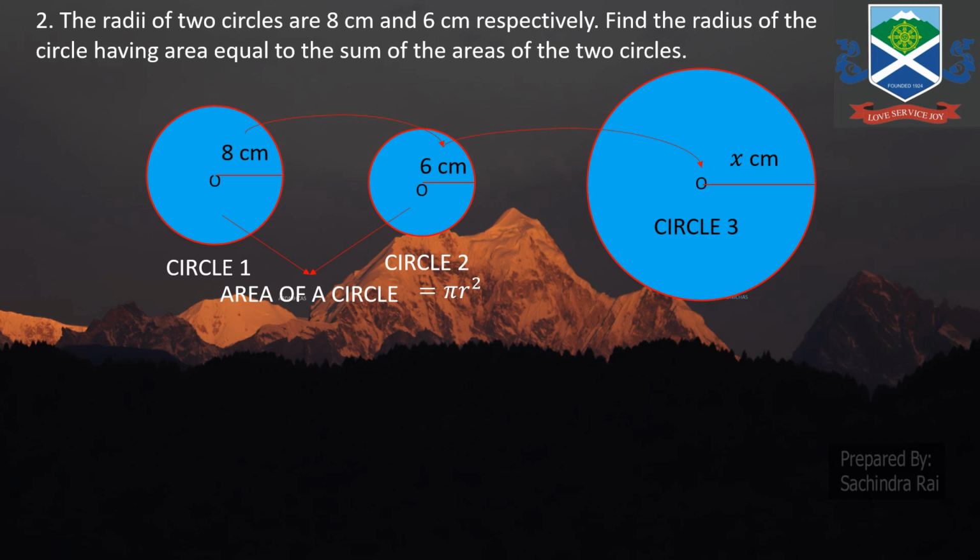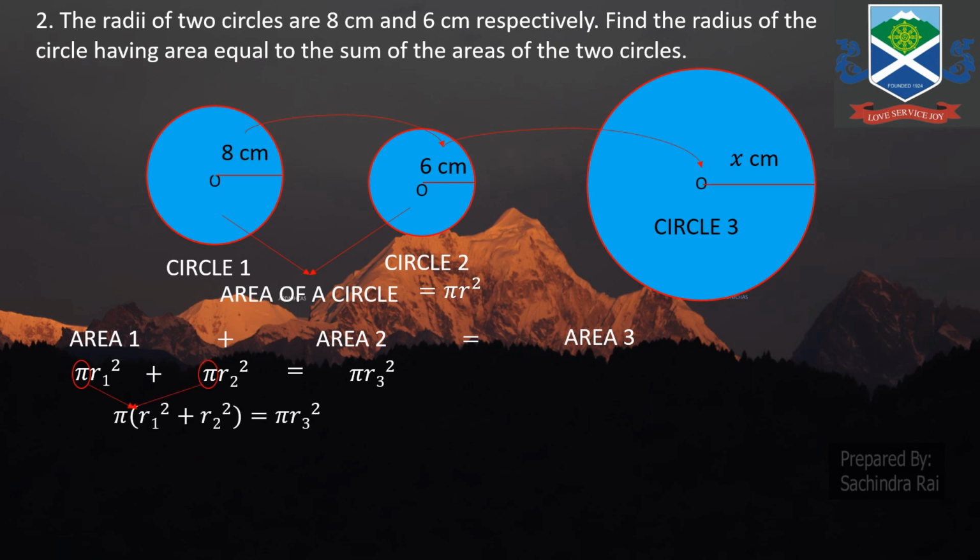Like we did in the first question, we can also give 8 centimeters as R1, 6 centimeters as R2 and x as R3 for the first, second and the third circles. So area of circle 1 plus area of circle 2 will give us the area of circle 3. By putting the formula, we have pi r1 square plus pi r2 square is equal to pi r3 square. We have pi common again, so we take out pi common and we cancel pi. After that, we put the value of r1 and r2, that is 8 square plus 6 square equals r3 square, because we do not know the value of the third radius.